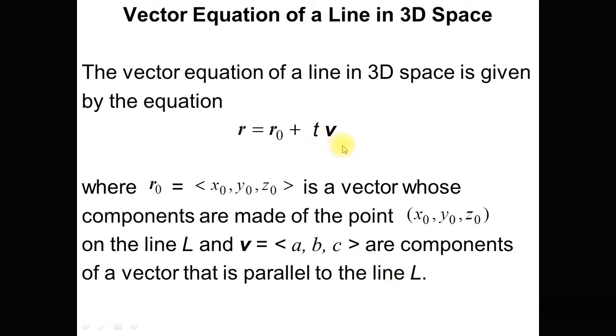So dear students, note that we have to find the equation of a line in vector form. So this is the equation of the line in vector form: r is equal to r naught plus tv. For the equation of a line in vector form, we need the initial point r naught and a vector v parallel to the required line. So we can easily find the equation of the line by using this formula, r is equal to r naught plus tv.